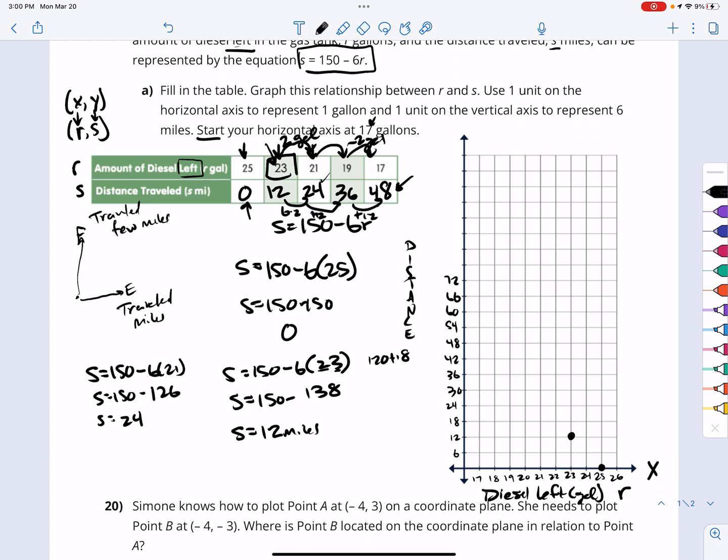Next, we have 21 and 24. So here's 21, there's 24, there's our point. Next, we have 19 and 36. So here's 36, there's 19, there's our point. And then 17 and 48 are right here. So we do have a straight line.